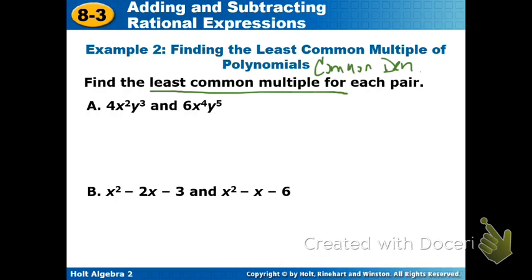We're going to look at the 4 and the 6. What would their least common multiple be? 12. Yes. So between a 4 and a 6, they would both be represented with a 12, right? Because that would be your 4 times 3 and your 6 times 2.